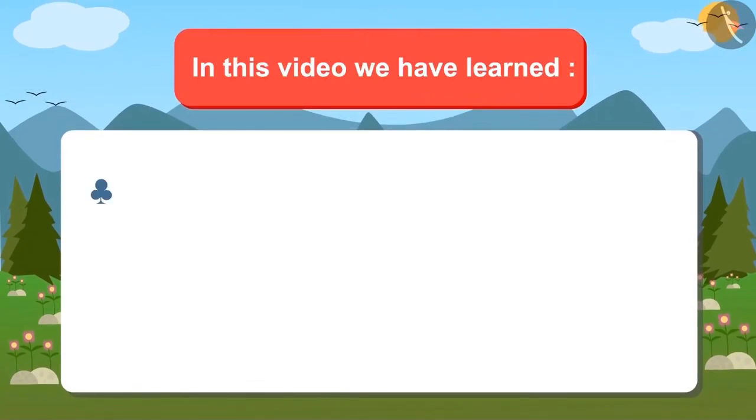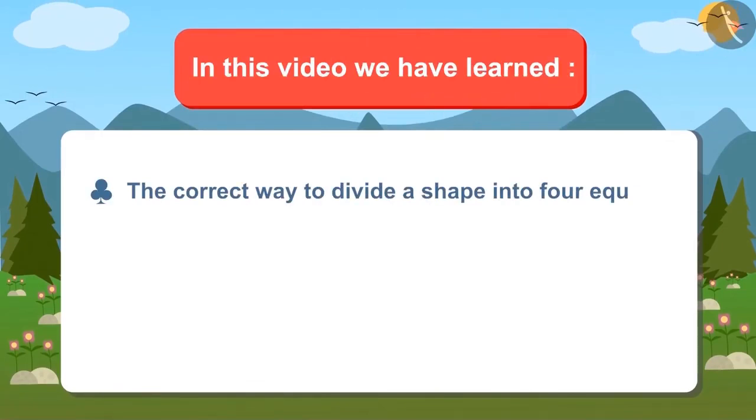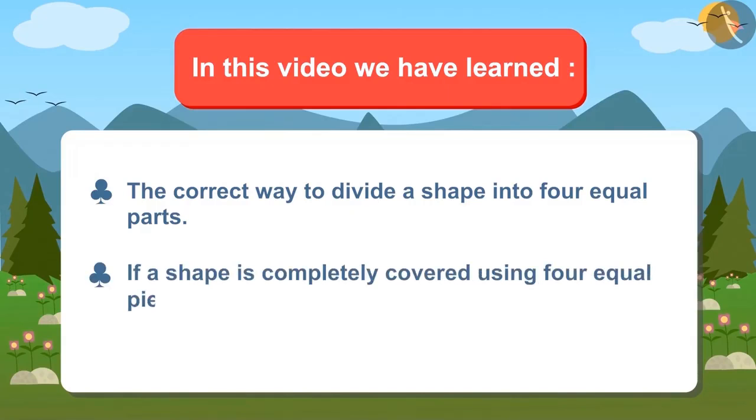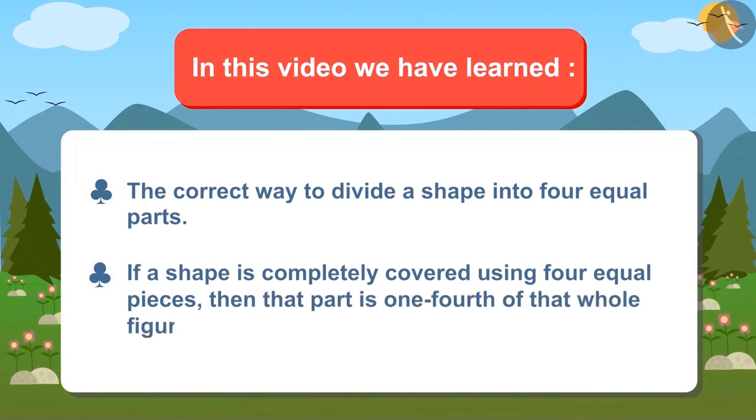Today we have learned what is the correct way to divide a shape into 4 equal parts. And if a shape is completely covered using 4 equal pieces, then that part is 1/4 of that whole figure.